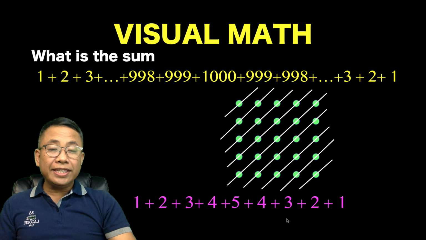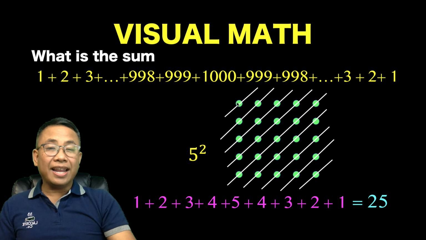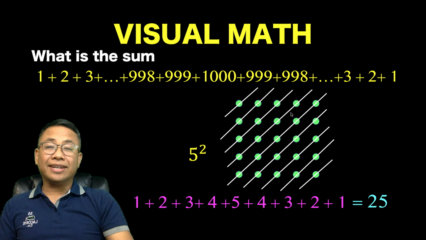Now since all these numbers are represented by these 25 dots, then we know that the answer here must be 25. And that 25 is computed as 5 squared, which is the length of the side of the square squared, or the length of the main diagonal of the square.